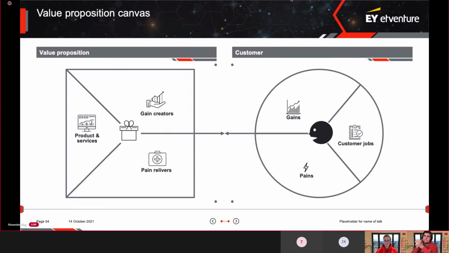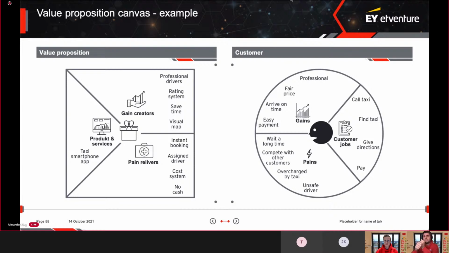On the right side, you see the customer. And when you do interviews, you have these criteria like customer jobs, pains, gains. So what is it that the user or the customer wants to do? I have an example on the next page. So here we have this taxi user. What does the customer want to do? He wants to find a taxi. He wants to call a taxi. He wants to give directions, and he wants to pay as a taxi user.